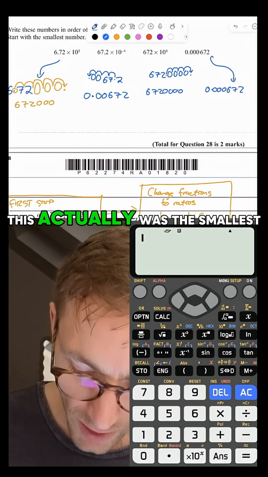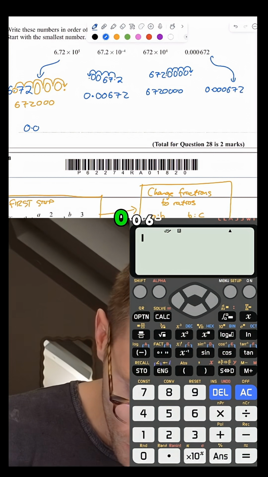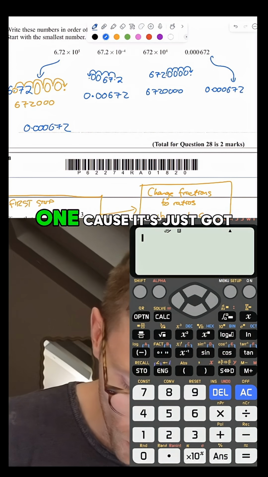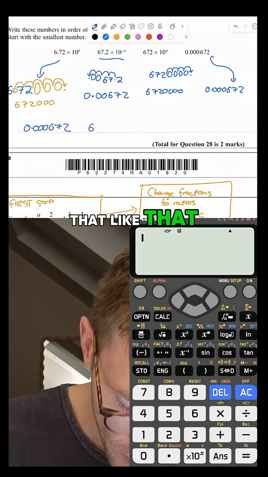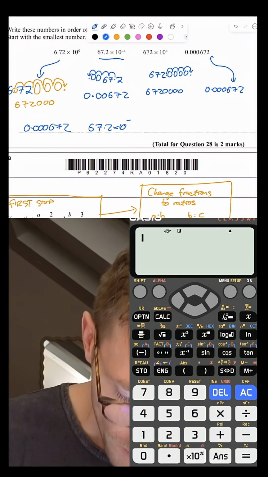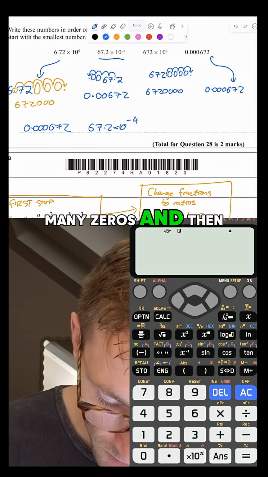And now the question is so much easier. You're like, right, okay, this actually was the smallest number. I said it wasn't to begin with, but it actually was. 0.000672. Then it's this one because it's just got fewer zeros, but that was this number. So I would then write that like that. Then it would be, I guess, this one because it's not got that many zeros, and then that one.